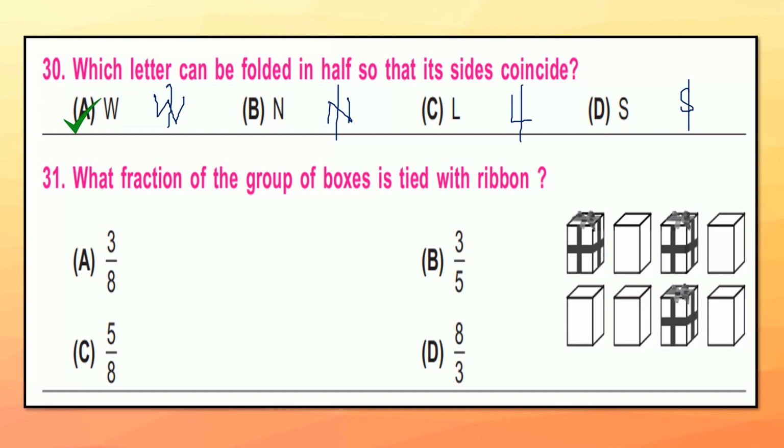Question number 31. What fraction of the group of boxes is tied with ribbon? Option A, 3 by 8, option B, 3 by 5, option C, 5 by 8, option D, 8 by 3. So here the total number of boxes is 8, out of which 3 are tied with ribbons. So the correct answer for this question will be option A, 3 by 8. 3 boxes are tied with ribbons out of 8. So 3 by 8.